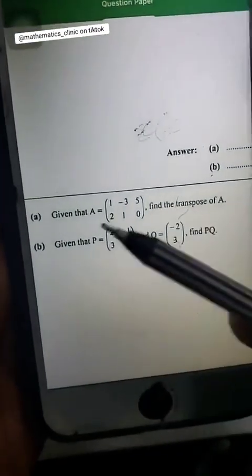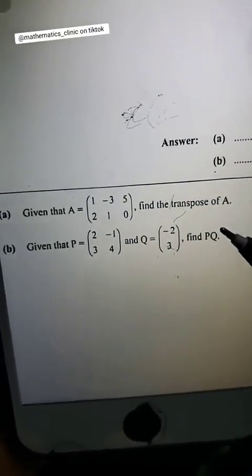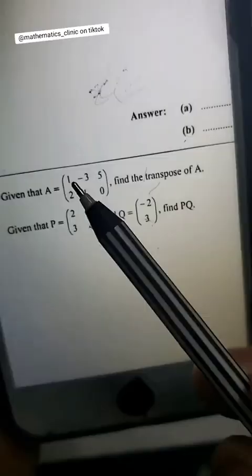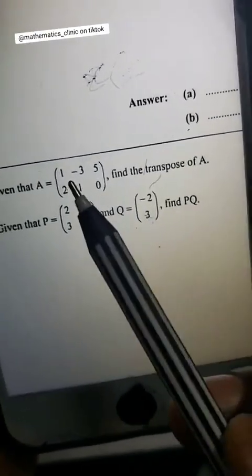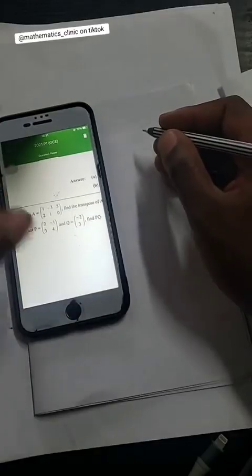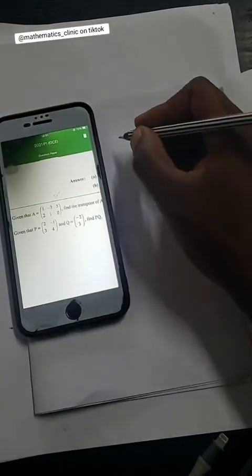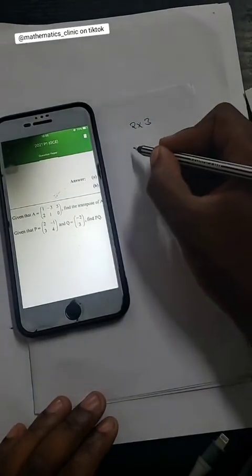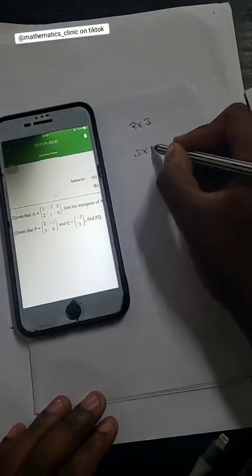Good. So they're asking us to find the transpose. My good friends, when they ask for the transpose, that means you need to change the order of the matrix. This is a 2 by 3 matrix. So if we transpose it, it should become 3 by 2.